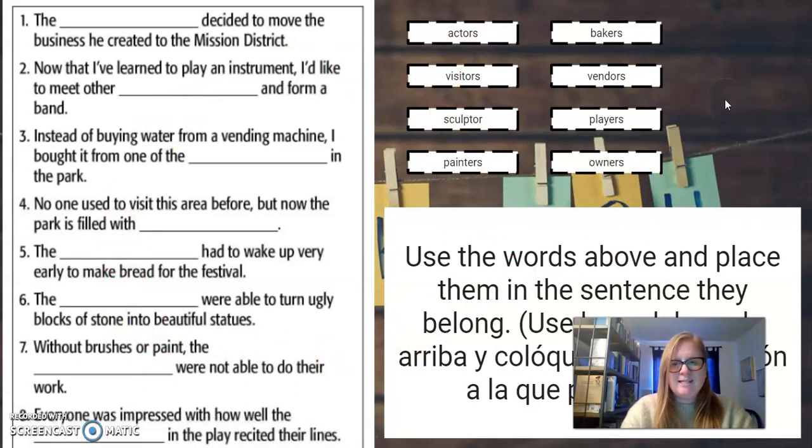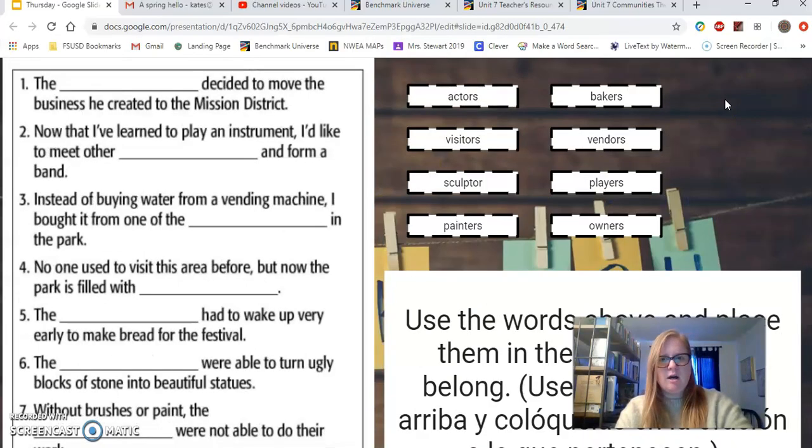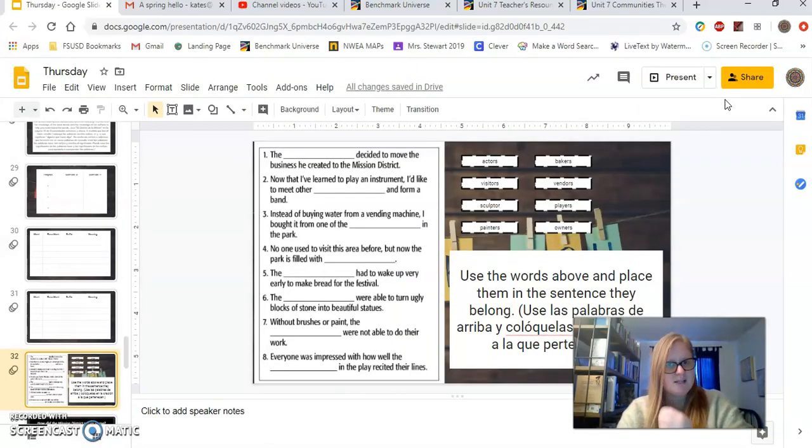Use the words above and place them in the sentence they belong to. So these are super easy to just drag and drop. So the blank decided to move the business he created to the Mission District.